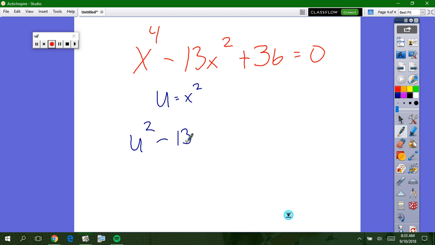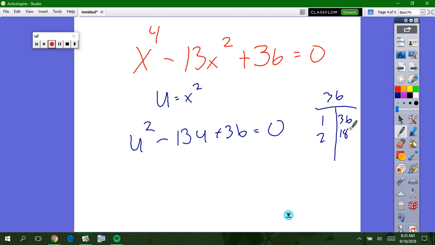Minus 13u plus 36. We should all know how to do that, can't we? Which is just factoring. What are the factors of 36 that add to be 13? If you don't know, let's do the chart. 1 and 36, that adds to be 37.